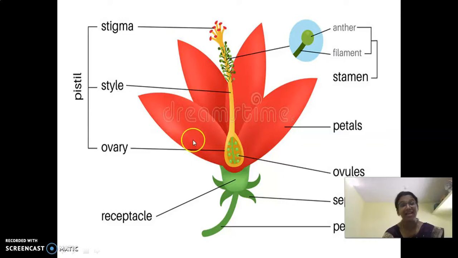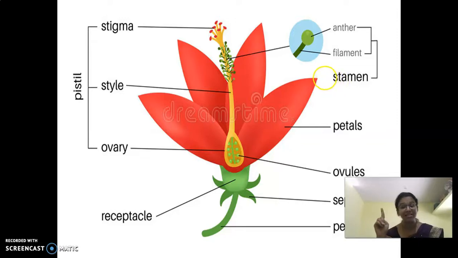Stigma, style and ovary are together called pistil or carpel. What is it? Stigma, style and ovary. These three parts are called pistil, or we can call them carpels. And then petals. Here, anther and filament. These two are called stamen. What is it? Stamen. Anther and filament are called stamen. Stigma, style and ovary are called pistil.